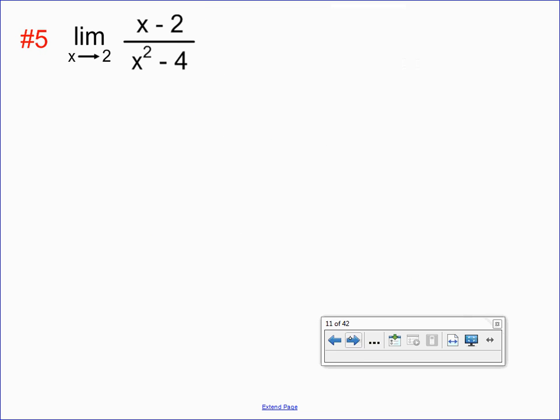So we've reviewed several techniques. We've had multiply top and bottom by the conjugate. We've had factoring. We've had direct substitution. My initial check here, number 5, 2 minus 2 is 0 over 0. I'm getting 0 over 0 again. Gotta go with factoring again.